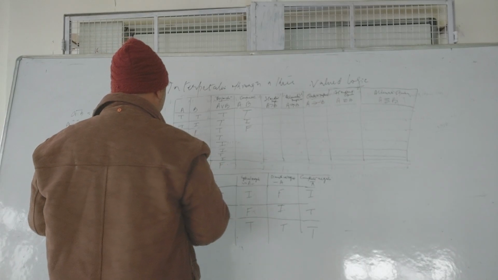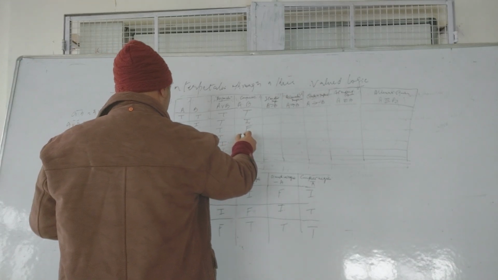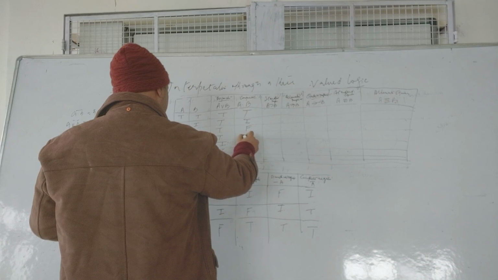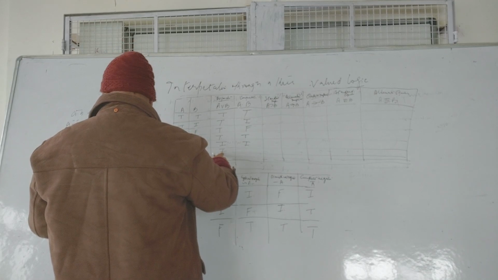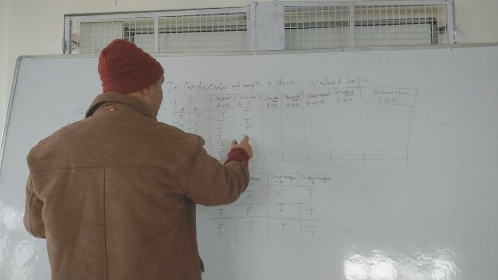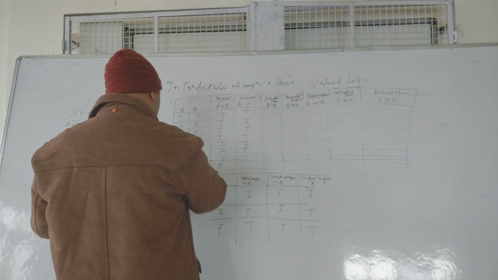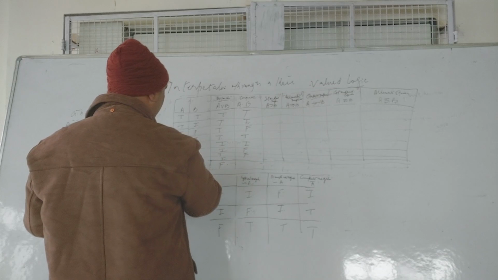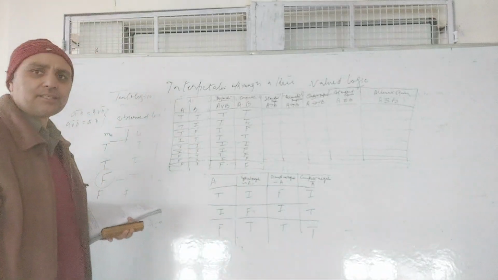Intermediate with truth will come out to be truth. Intermediate with intermediate, it will come out to be I. I with F, conjunction, false. F with truth will also come false. False with this will come false. False with this will come false. So we can construct the tables.